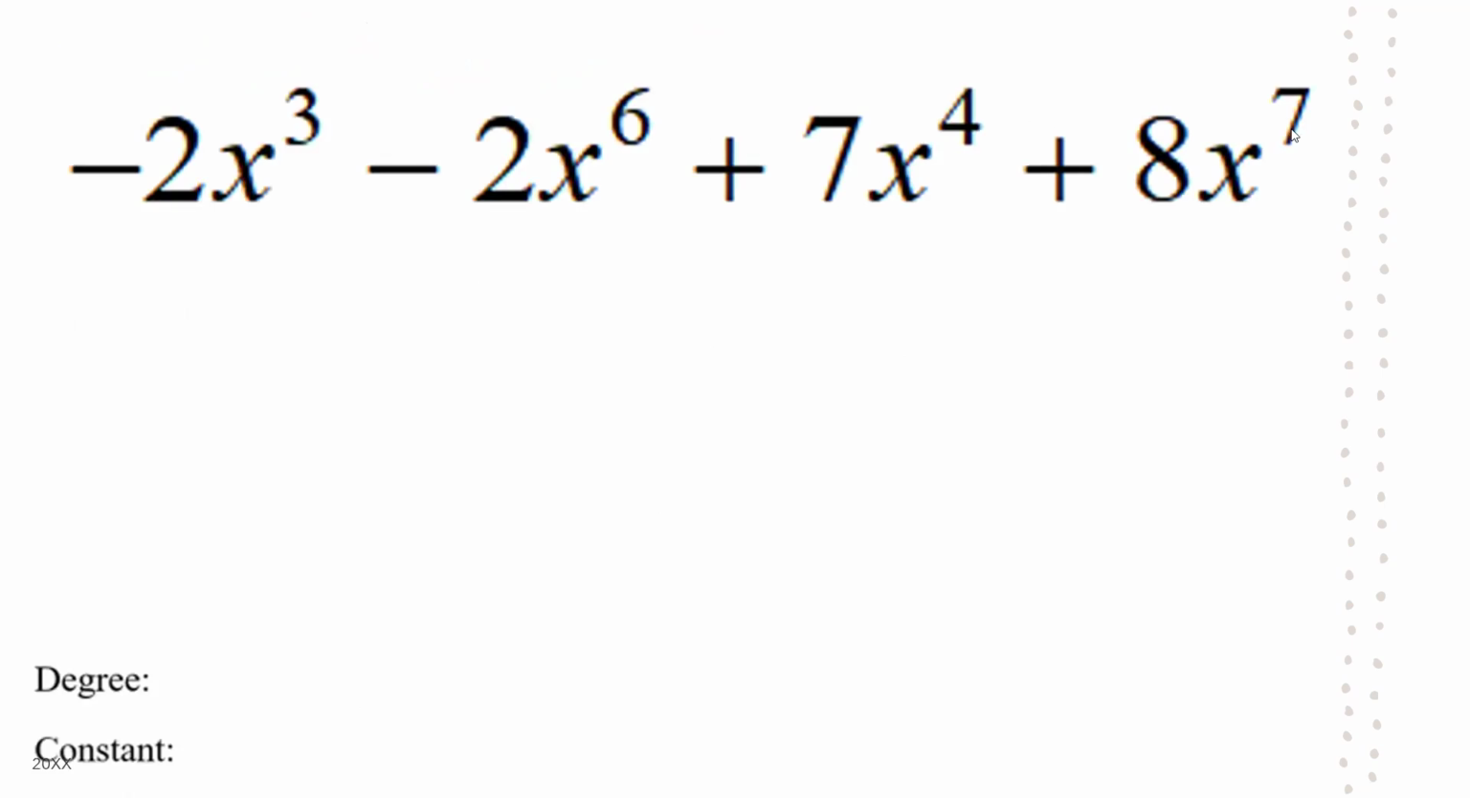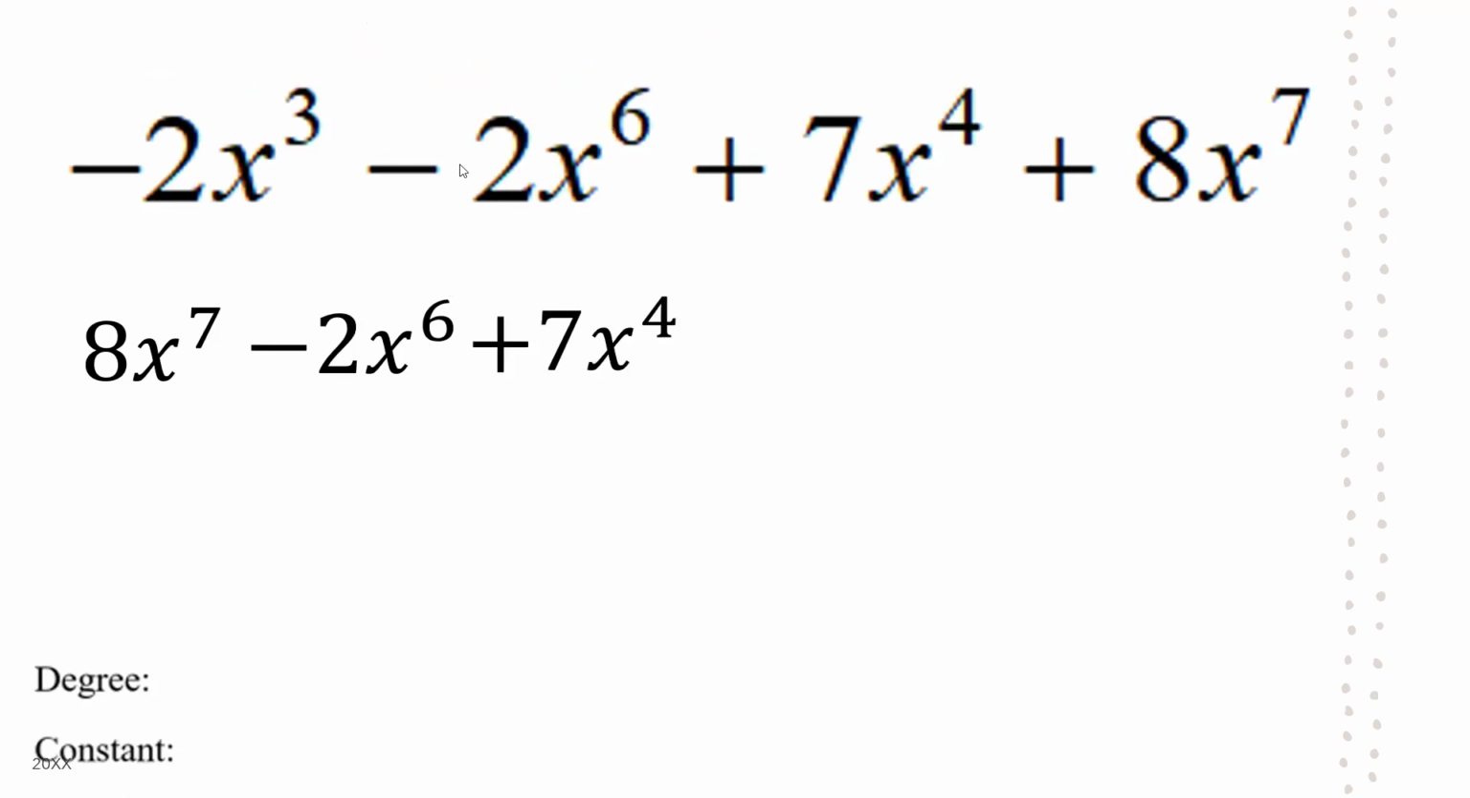We got 3, 6, 4, 7. So definitely that 7 term goes first. We're writing it in standard form first. The negative 2x to the 6 goes next, and then we've got 7x to the 4th and negative 2x cubed. All right, so degree is clearly 7th because it's the highest exponent, but then I look and there's no number at the end. Oh no.